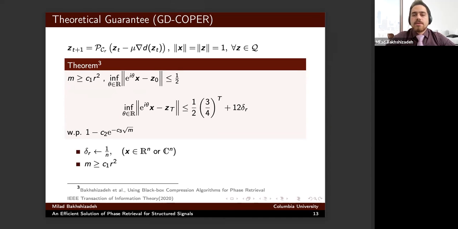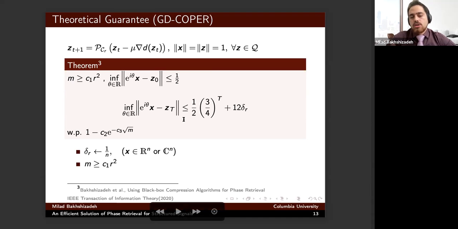For the sake of simplicity, we normalize all the vectors and elements of Q for this result. It's not a big deal. We discussed in the paper that you can easily normalize everything that you have to deal with. And again, provided enough samples and a close enough initial point, we prove this inequality. In this display, capital T denotes the number of iterations that we are in. And again, with high probability, we have this upper bound for our error.